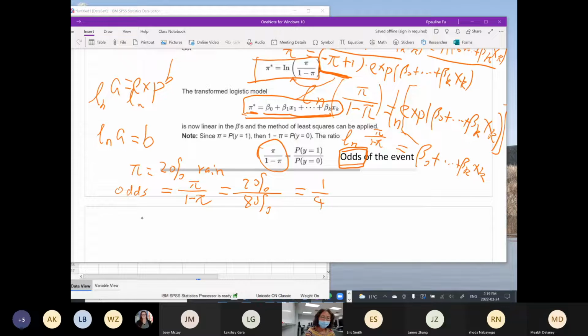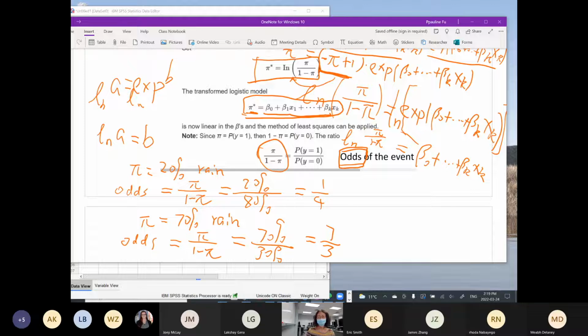Another example, if I have a 70% chance of raining today, what are the odds? The odds would be pi over 1 minus pi, 70% over 30%, so equal to 7 over 3. That is the odds.